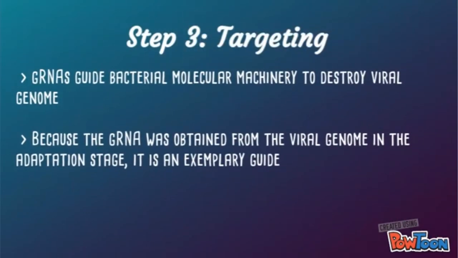Step 3. Targeting. The gRNA guides bacterial molecular machinery to destroy the viral material. Because gRNA sequences are copied from the viral DNA sequence during the adaptation stage, they are an exact match to the viral genome and thus serve as excellent guides.